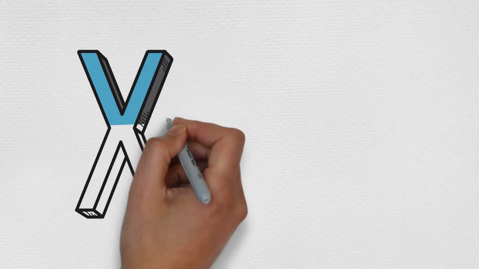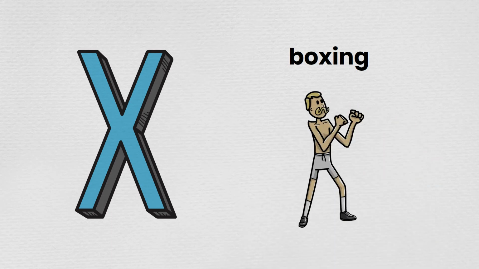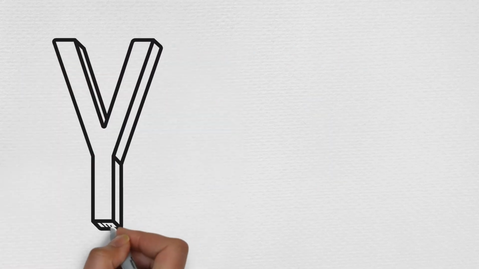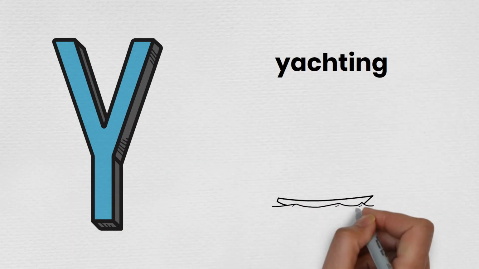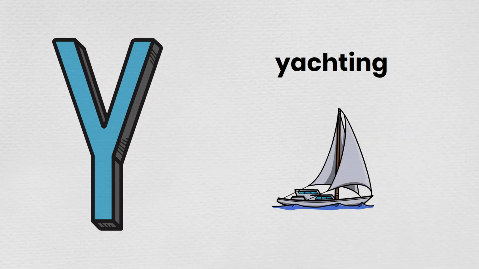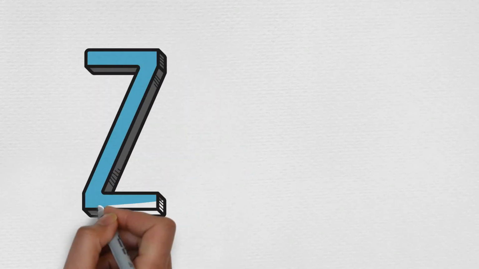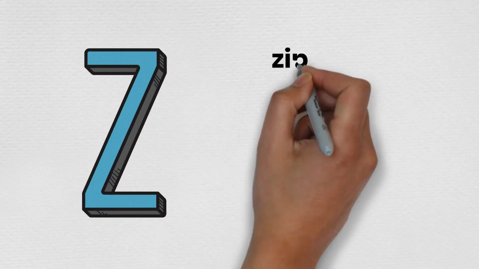X is for boxing. Y is for yachting. Z is for ziplining.